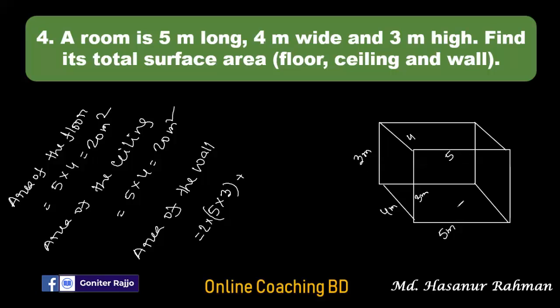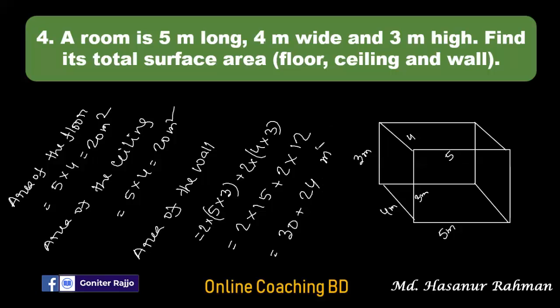Again, left and right. At left and right, both are same thing. So we have to multiply 4 multiplied by 3. And since both are same thing, we have to multiply it by 2. So 2 multiplied by 5 multiplied by 3, that is 15, plus 2 multiplied by 4 multiplied by 3, that is 12. So we can say 15 multiplied by 2, that is 30, plus 12 multiplied by 2, that is 24. And the unit should be meter square. Our final answer should be 30 plus 24, that is 54 meter square.